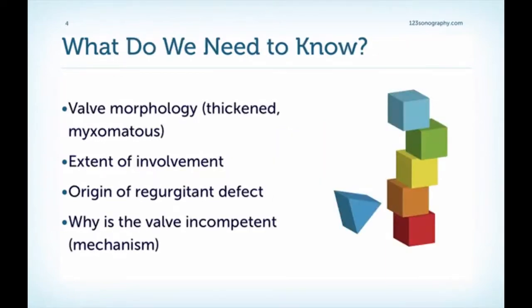What do we need to know? We need to know all we can about the valve morphology. Is it thickened? Is it myxomatous? Is it sclerotic? Is there maybe annular calcification? What is the extent of involvement? Where is the origin of the regurgitant defect? And why is the valve incompetent in the first place? What is the mechanism?